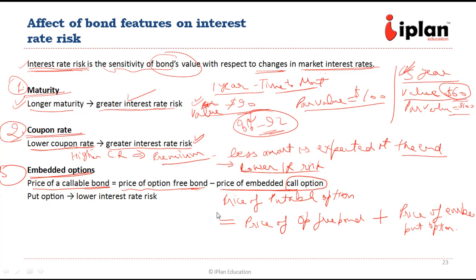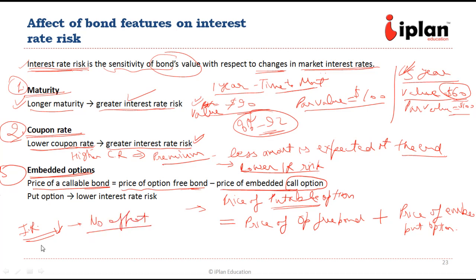So let us take the case where we have a puttable option. If the interest rate suddenly falls, the interest rates are falling, so what will happen? The borrower will not be able to call because there is no call option here. So there is no effect.